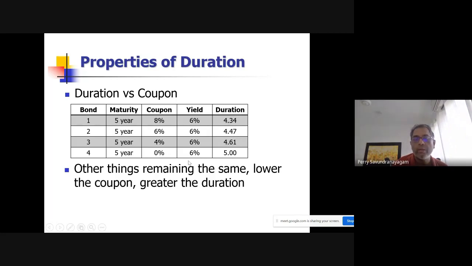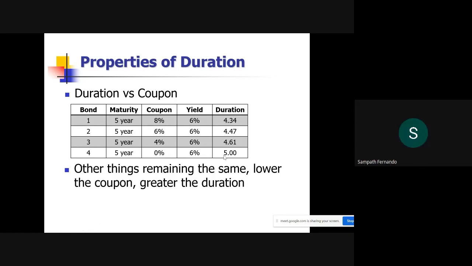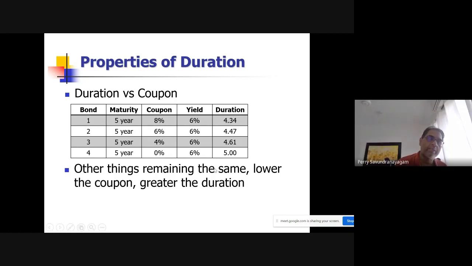So if I buy a bond at 6%, it goes to 5%. If the duration is 5, because there are no coupons in between, I make more money, right? 5 into 5 is 25, I make 5% straight up. 5 into 4.61, I make 4.61%. 4.47% or 4.3. The higher the duration, the higher the risk and the higher the return if it is correct, right? Yes. If you're not clear, please tell me.